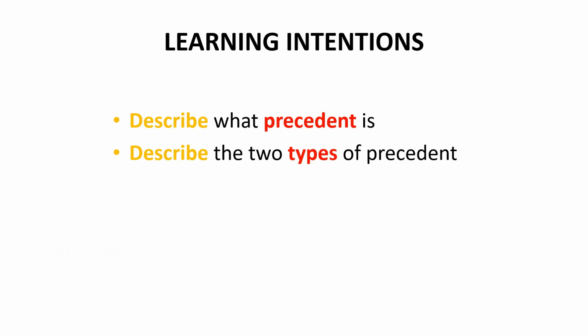On this slide, I've set out the learning intentions for this video. There are 2 learning intentions. Make sure that you write these down in your Cornell notes. The first learning intention is that you need to be able to describe what precedent is. The second learning intention is that you need to be able to describe the 2 types of precedent.